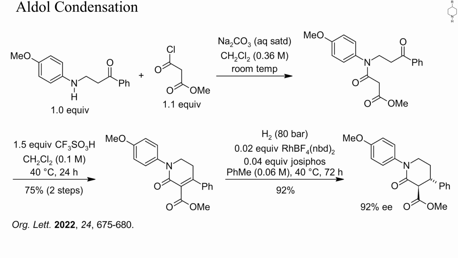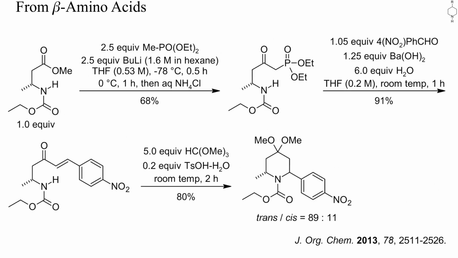Here a malonamide was condensed with a ketone, and the product could be hydrogenated with a soluble rhodium complex with high enantioselectivity. Protected beta-amino esters may also serve as starting materials for piperidines. After conversion into a phosphonate, Wittig reaction with aldehydes yielded unsaturated ketones, which were cyclized by stirring with an excess of trimethyl orthoformate and catalytic acid.